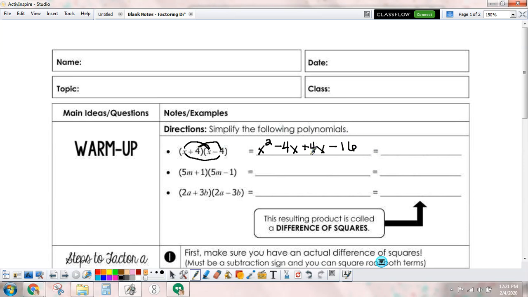Okay, so now I can go ahead and simplify this. I can combine my like terms. A negative 4 plus a positive 4 is 0. So my final answer would be x squared minus 16. Right. For the second one, we have 5m times 5m.